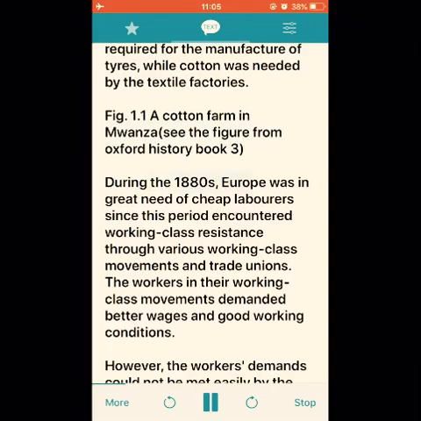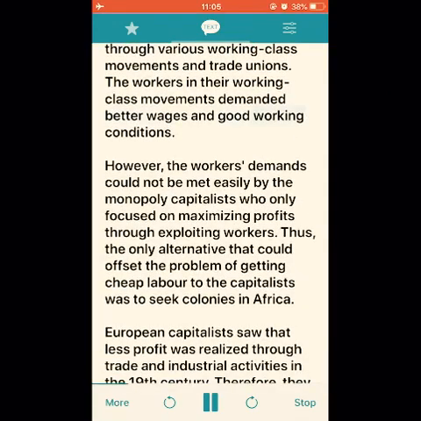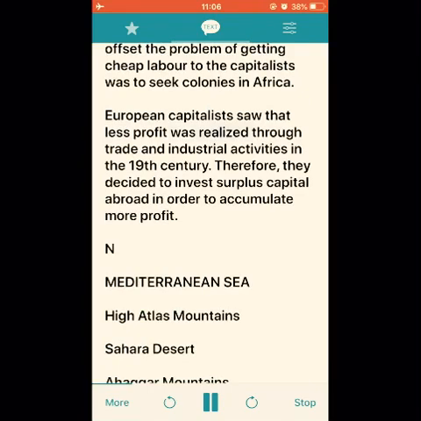During the 1880s, Europe was in great need of cheap laborers since this period encountered working-class resistance through various working-class movements and trade unions. The workers in their working-class movements demanded better wages and good working conditions. However, the workers' demands could not be met easily by the monopoly capitalists who only focused on maximizing profits through exploiting workers. Thus, the only alternative that could offset the problem of getting cheap labor to the capitalists was to seek colonies in Africa. European capitalists saw that less profit was realized through trade and industrial activities in the 19th century. Therefore, they decided to invest surplus capital abroad in order to accumulate more profit.